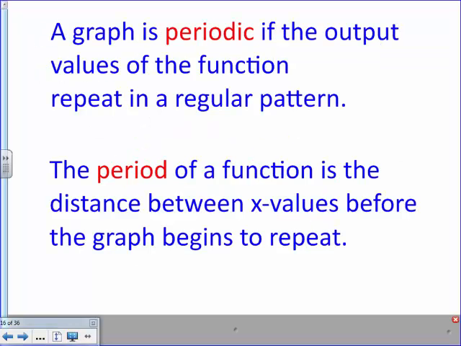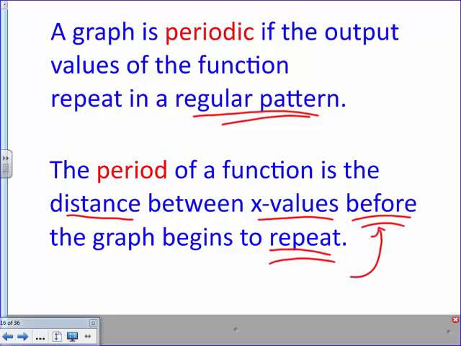We're also going to look at what we call periodic functions. So if the output values of the function repeat in a regular pattern, okay, they have to have a pattern, they're called periodic. And to find the period, what we do is we find the distance between x values before the graph repeats. So before it repeats. Okay, so if it's periodic, it's got to have a pattern. And I would take a look at the x values before it repeats.